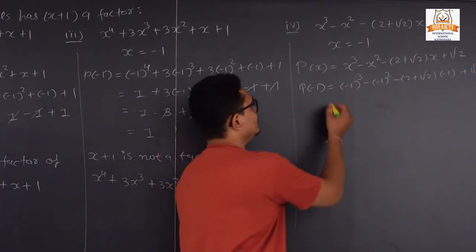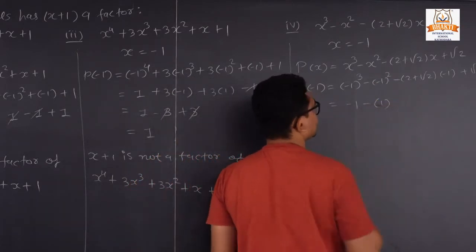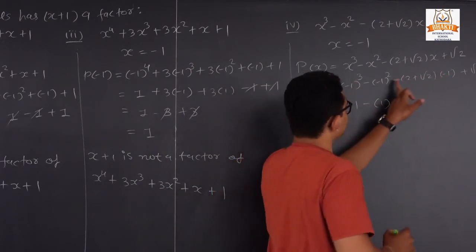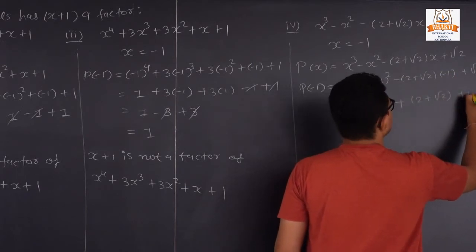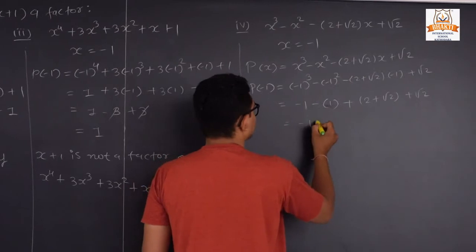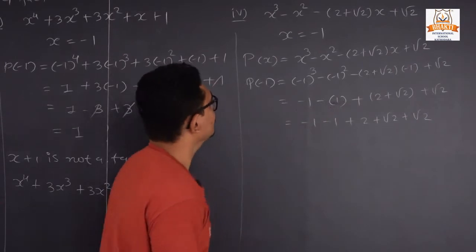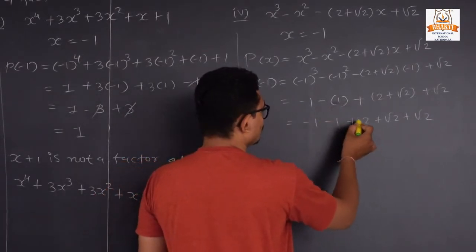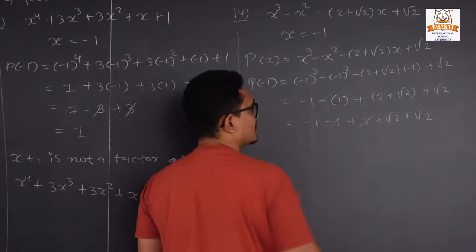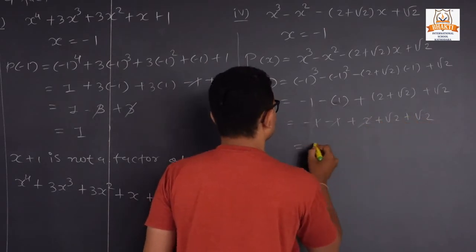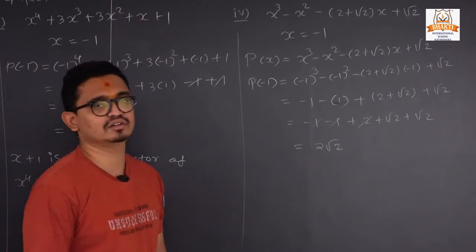So minus 1 cubed, the answer is minus 1. Minus 1 squared, so it will be plus 1. Now 2 minus minus plus, and 2 is multiplied with both, so the answer will remain the same. Now minus 1 minus 1 plus 2 plus root 2 plus root 2. So these two, minus 2 plus 2, both cancel. So root 2 plus root 2, what is our answer? 2 root 2. The answer is 2 root 2.